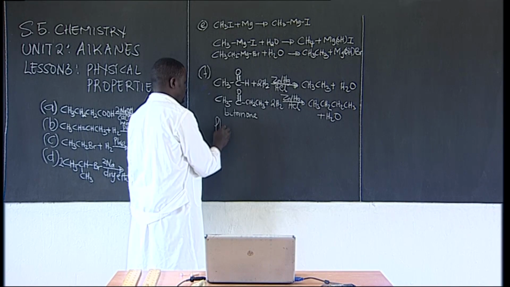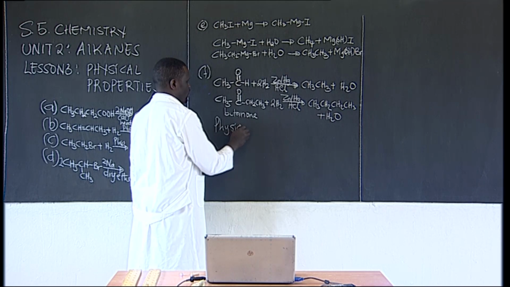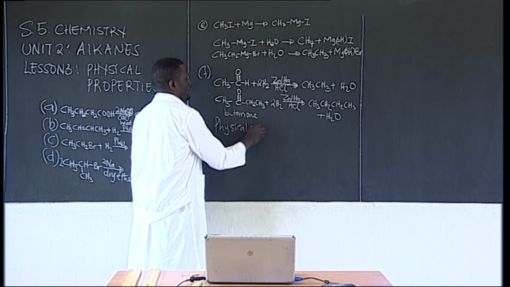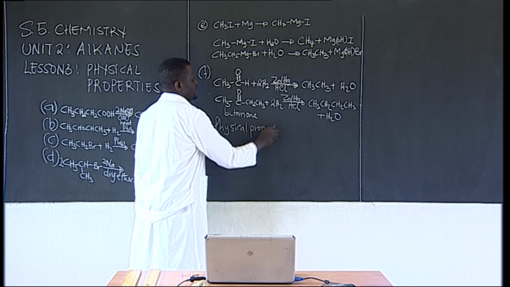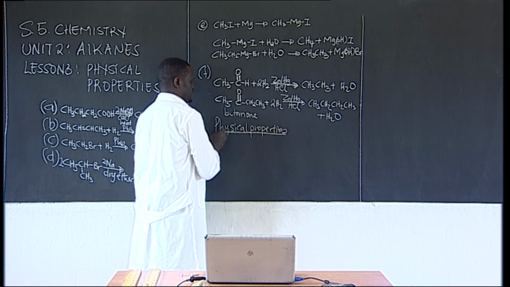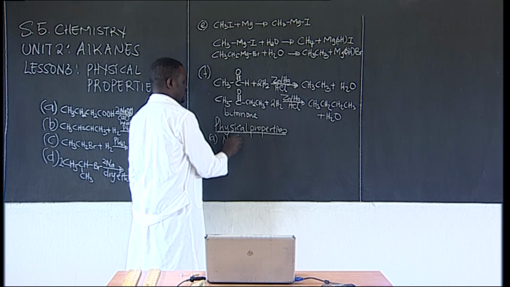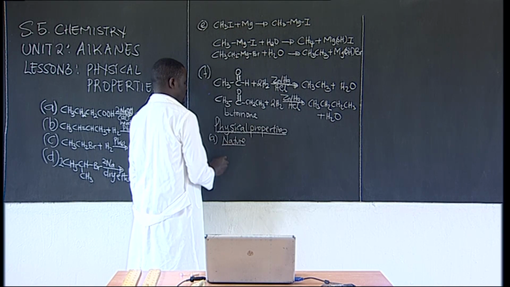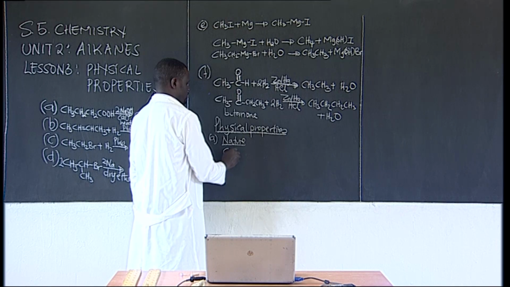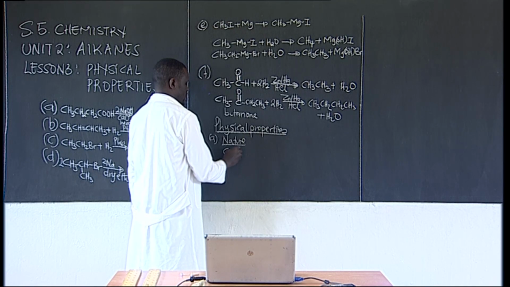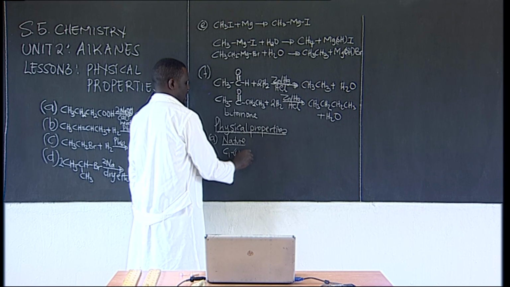Now we are talking about the physical properties of what? Of alkanes. The first one is we look at their nature or physical state. So the first members, from C1 up to C4, are gases.